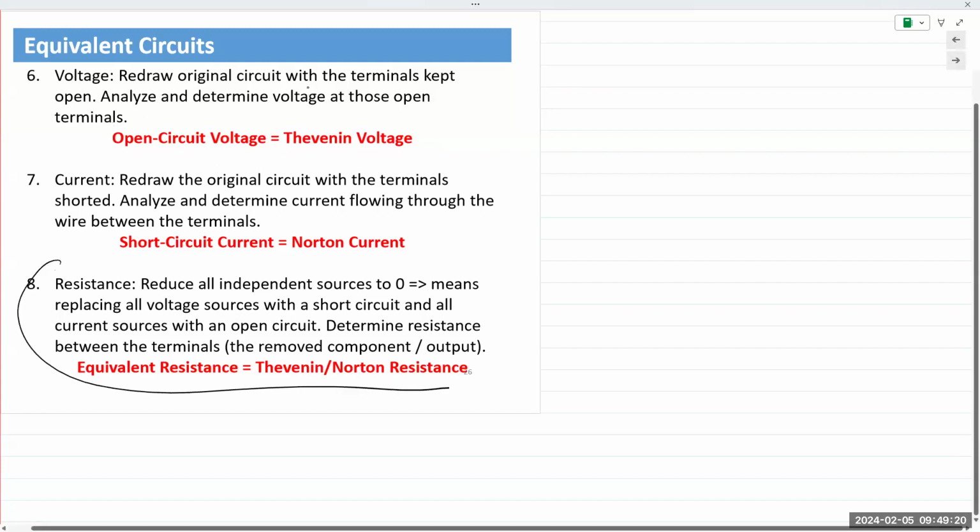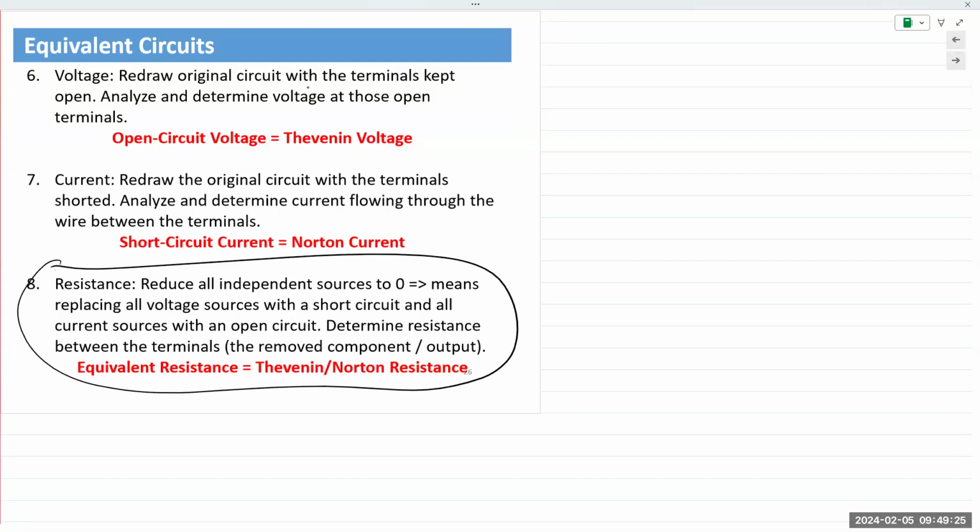Right here, point number 8. Even though it's listed third, I would say always start with the resistance because it would be the easiest. So you reduce all independent sources in the circuit to 0, and all you're left with in the circuit is a bunch of resistors. You find the total REQ, the total equivalent resistance at those output terminals where a component was connected. And that gives you your RTH.